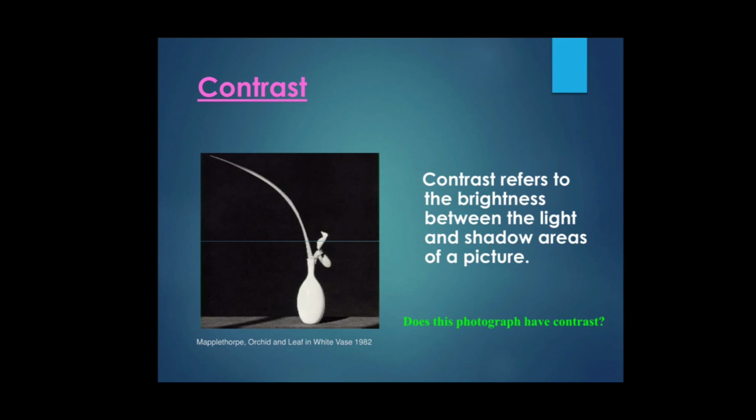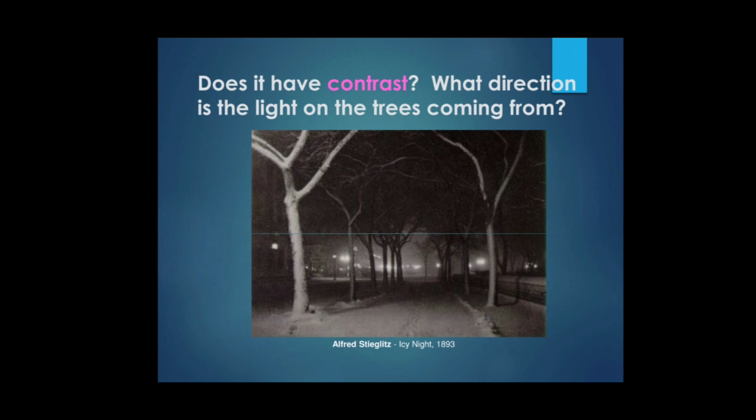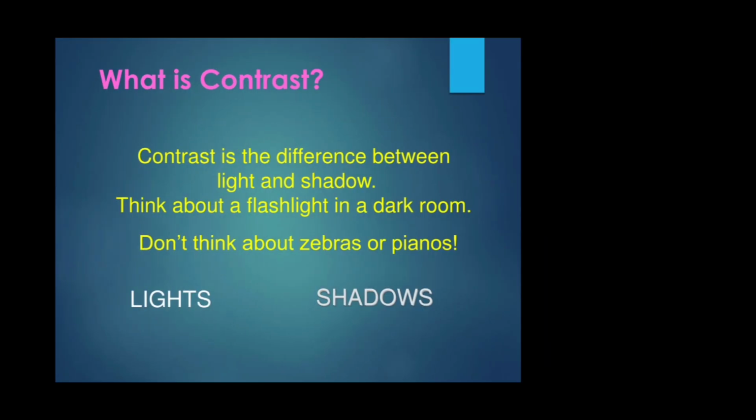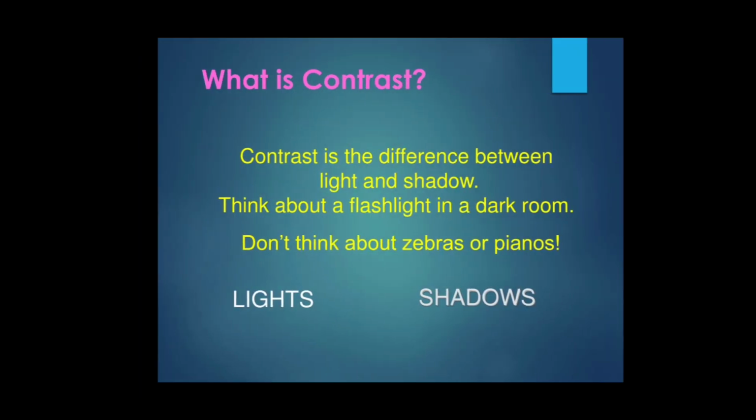Contrast. Contrast refers to the difference in brightness between the light and shadow areas of a picture. Does the photograph have contrast? What direction is the light on the trees coming from? Contrast is the difference between light and shadows. Think about a flash in a dark room. Don't think about zebras or pianos. Lights and shadows are a great example.